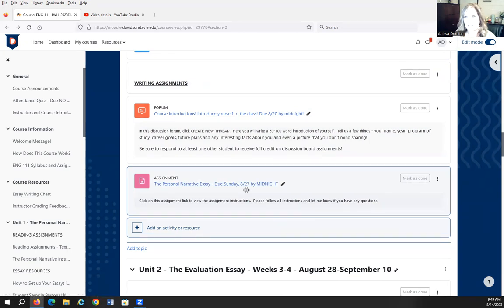Definitely make sure you submit on time. All assignments have to be submitted on time because of the time constraint we're in. This class ends like mid-October, so we have a lot to get through. So don't wait until the last minute to submit work. Assignments are due by midnight on Sundays for the most part, unless otherwise noted.